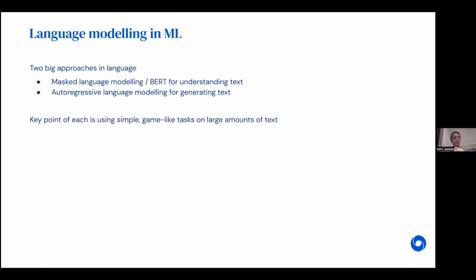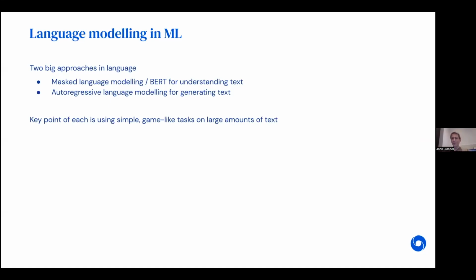And then I guess the second part of the story that I wanted to talk about is language modeling. And this has been an absolutely enormous story over the past year and reached all the way out to the New York Times and all the media that you can imagine. And there have been two big stories. The one that's reached the New York Times is autoregressive language modeling, which I'll talk about second, but also masked language modeling in BERT for understanding text.